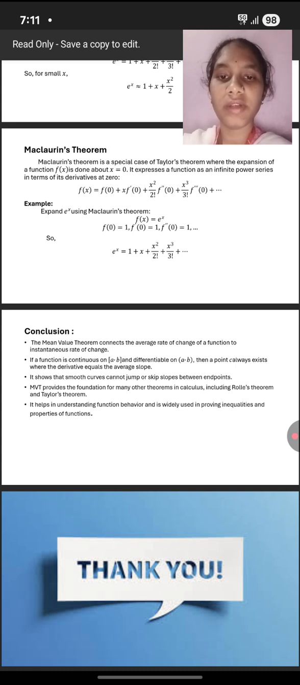Conclusion: the mean value theorem connects the average rate of change of a function to its instantaneous rate of change. If a function is continuous on [a, b] and differentiable on (a, b), then a point c always exists where the derivative equals the average slope. It shows that smooth curves cannot jump or skip slopes between endpoints. It helps in understanding function behavior, and it is widely used in proving inequalities and properties of functions.